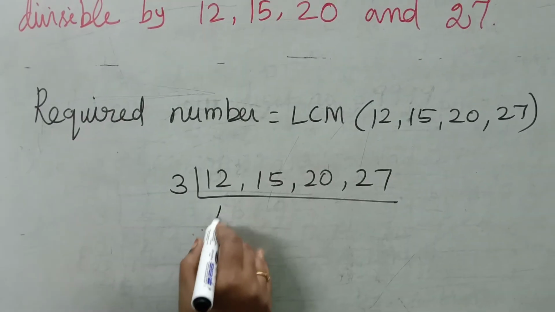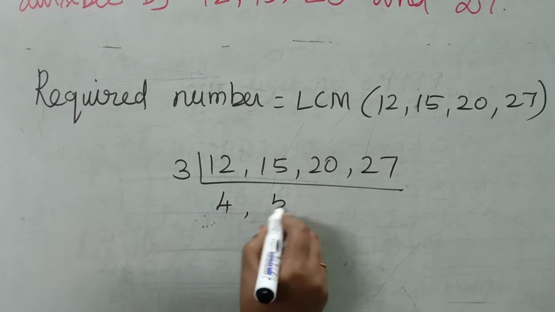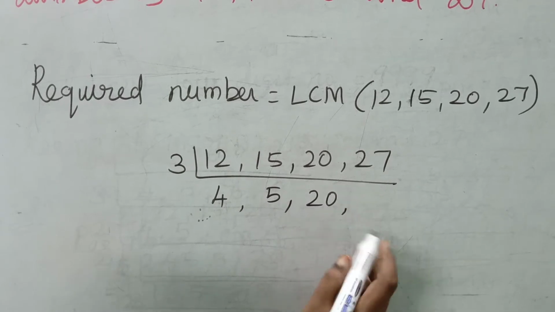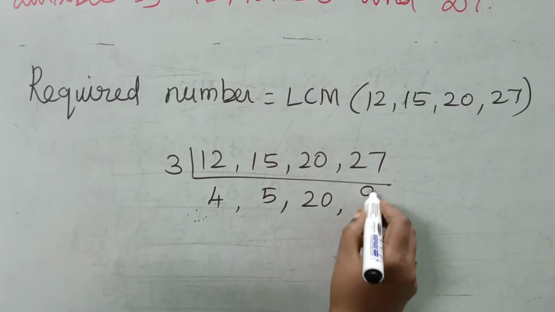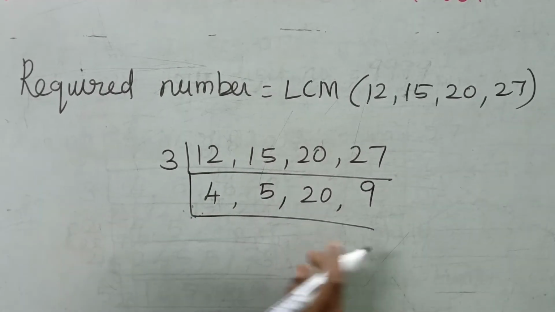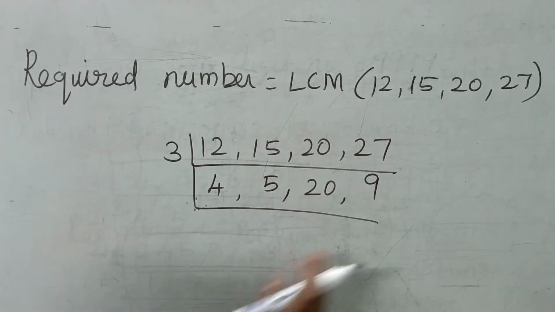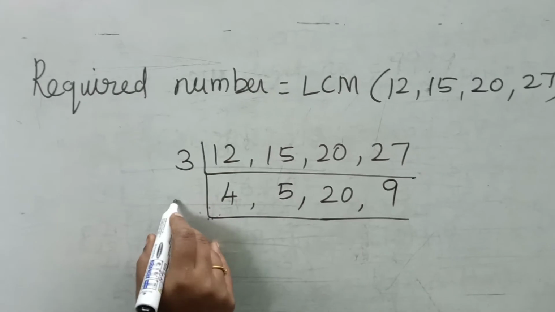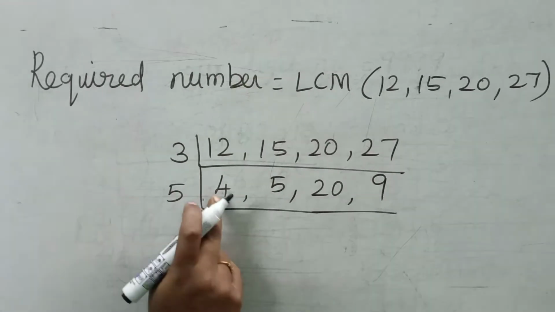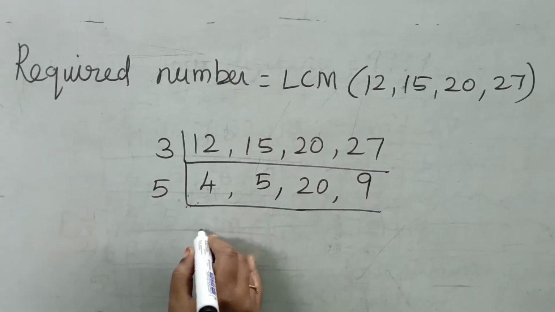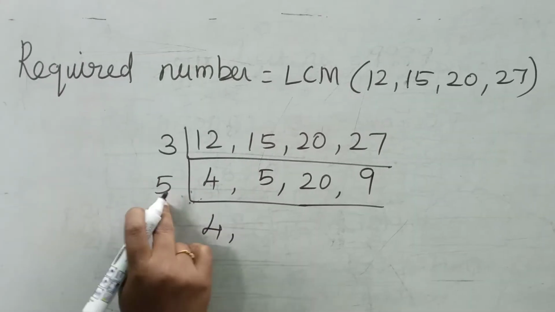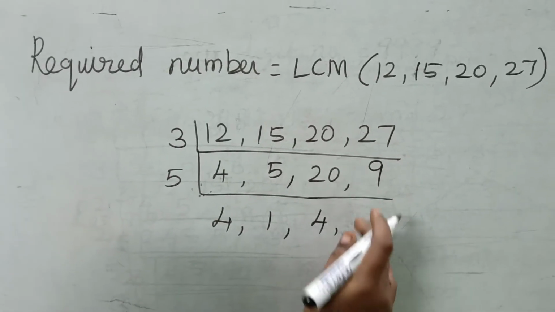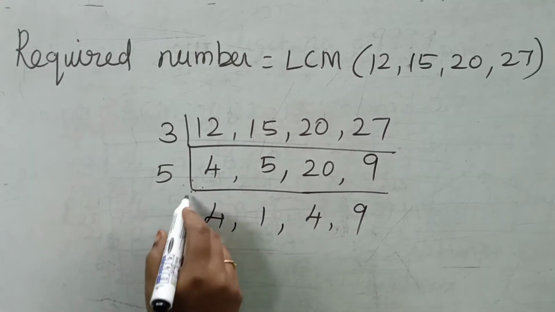12 by 3 is 4, 15 by 3 is 5, 20 is not divisible by 3, therefore write 20 as it is. 27 divided by 3 is 9. 5 and 20 must be divisible by the 5 table. I am applying the prime factorization here. Write 5 as it is. 4 is not divisible by 5. Write 4 as it is. 5 divided by 5 is 1. 20 divided by 5 is 4. 9 is not divisible, therefore write 9 as it is.